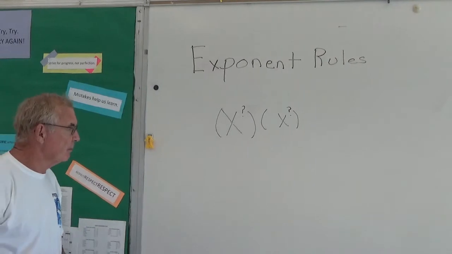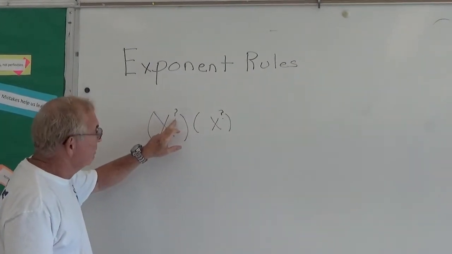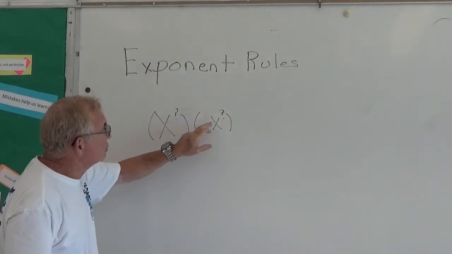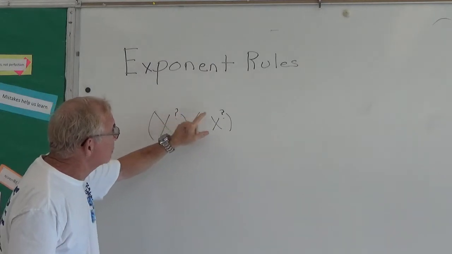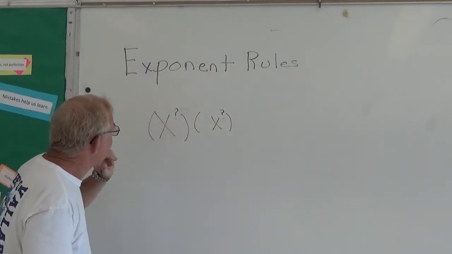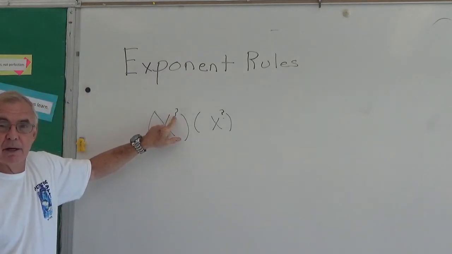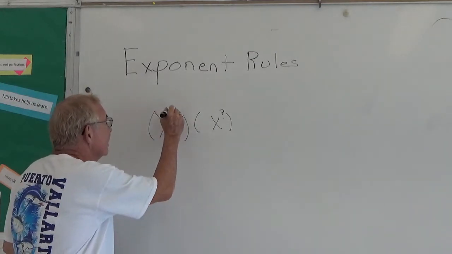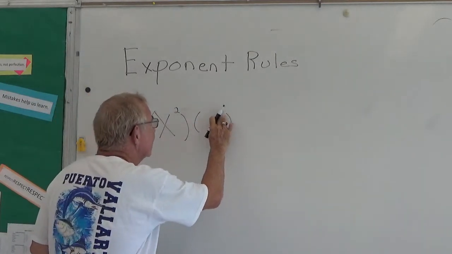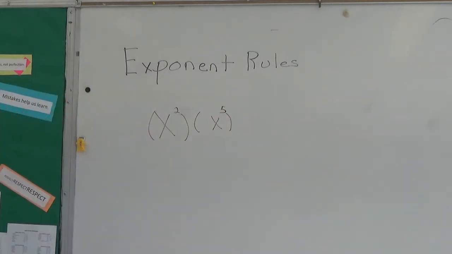So, example: suppose I had x raised to some power, whatever that power is, times x raised to some power, whatever that power is. These could be numbers. Who would like to give me a number there? Shelby? Two. Nice, easy number for me. How about Shelby, here? Five. So we're going to multiply x to the second power times x to the fifth.